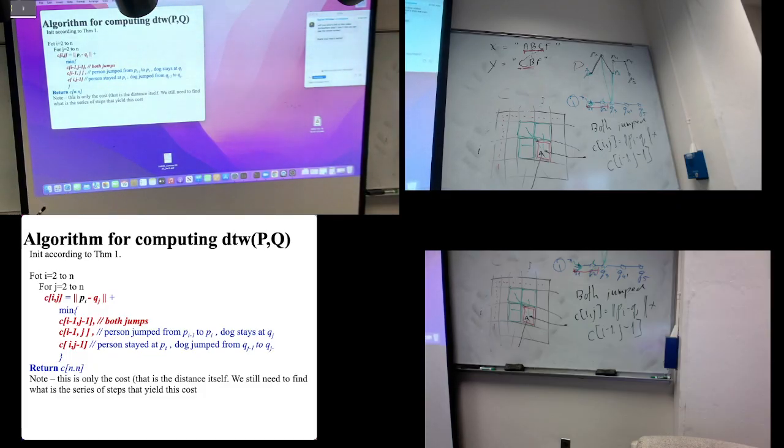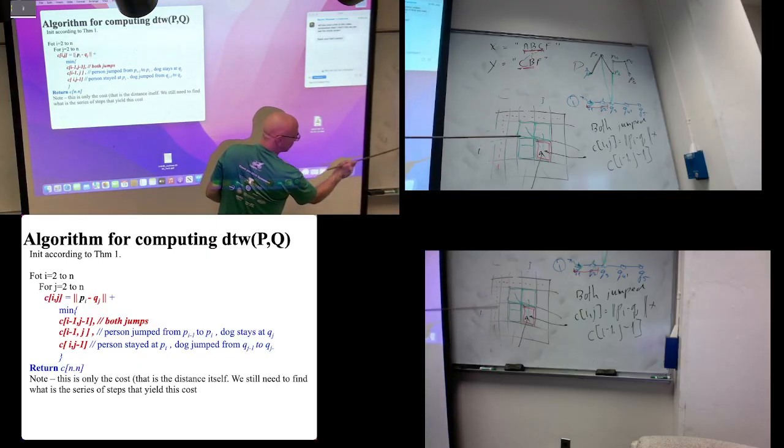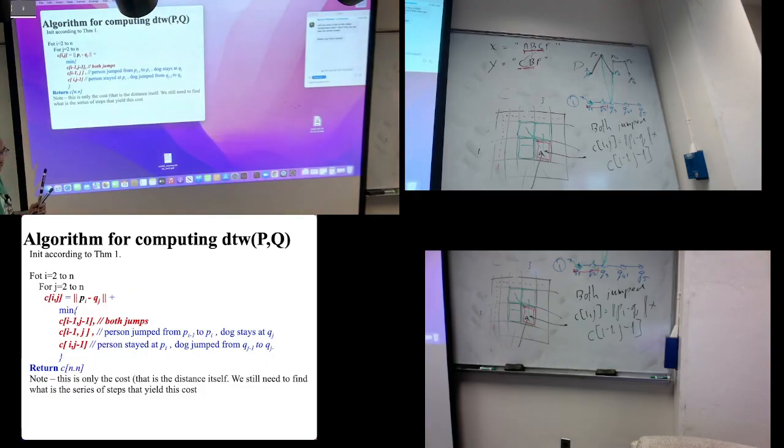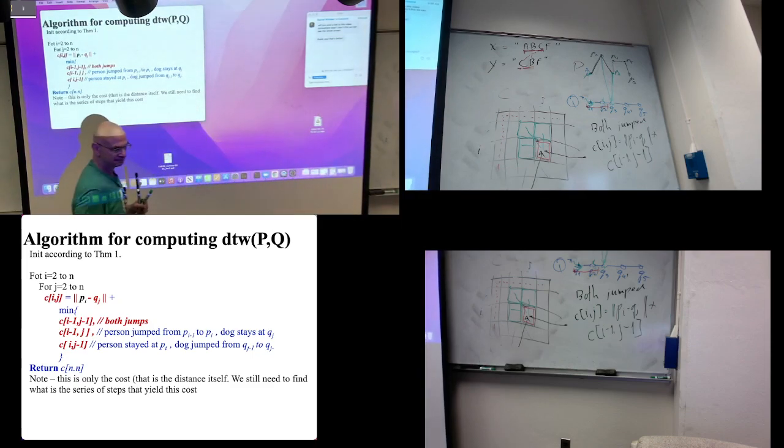Now I need to compute the value of every other cell. For i goes from 2 to n, for j goes from 2 to n, C[i, j] is just the theorem from the previous step. The theorem from the previous step is exactly what I write as the code of this algorithm. C[i, j] is the distance between p_i and q_j, plus the minimum of these three values. Look at the smallest one, add to it the distance between p_i and q_j, and that's what you write in the red cell. That's it.